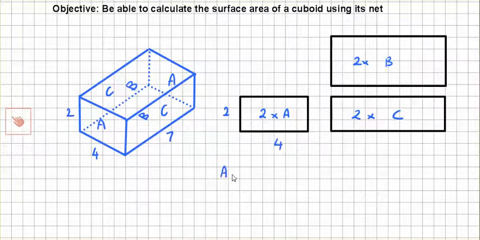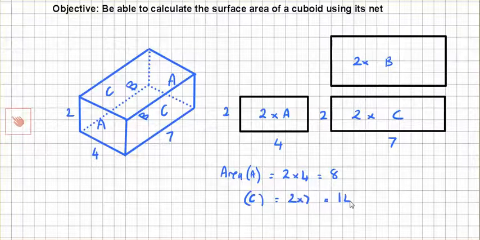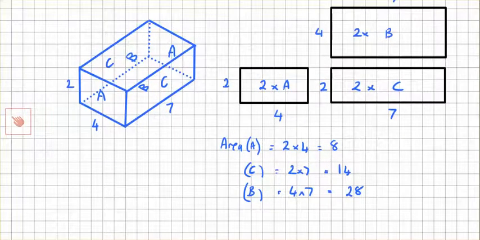So the area of A. The area of A is what? 2 times 4 makes 8. This one, C, is 2 times 7, which is 14. And we've got B on top, which is 4 times 7, which makes 28. So that's the area of each one, but we know we have 2 of those.